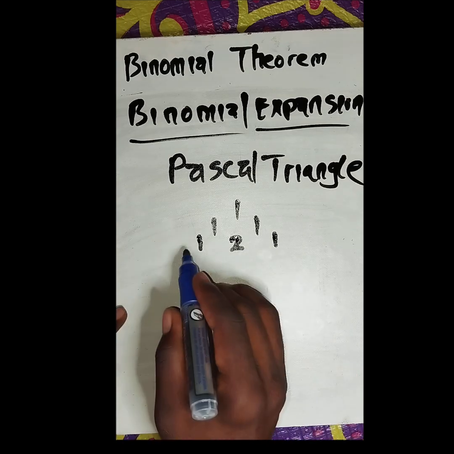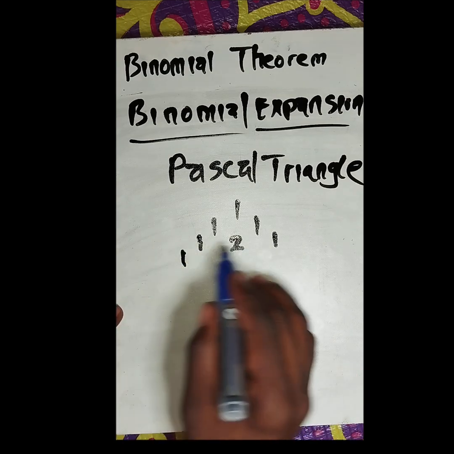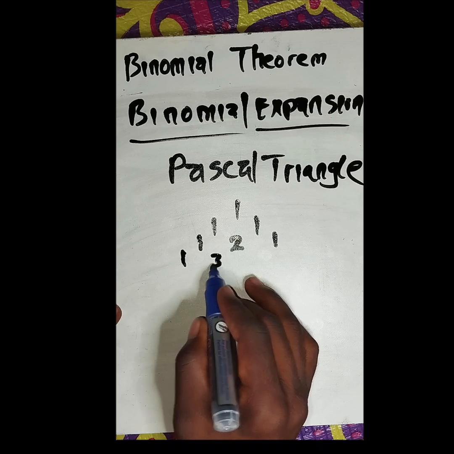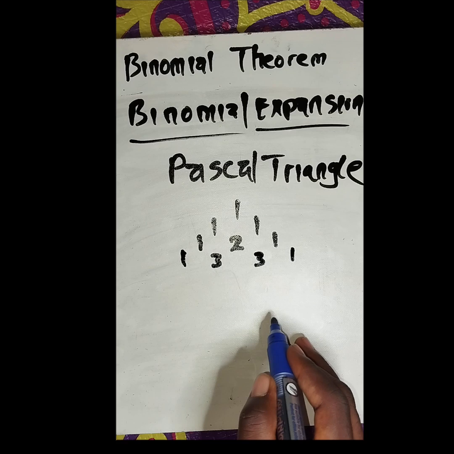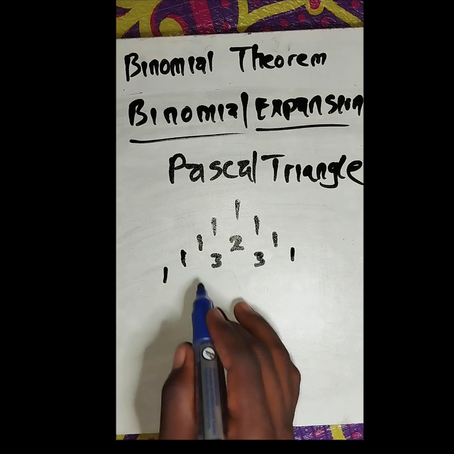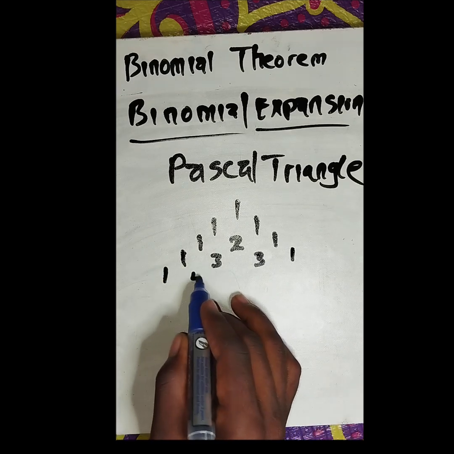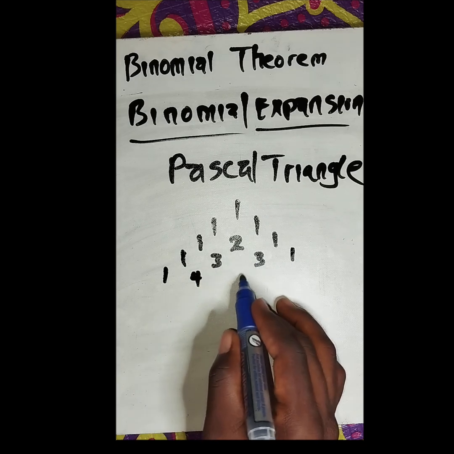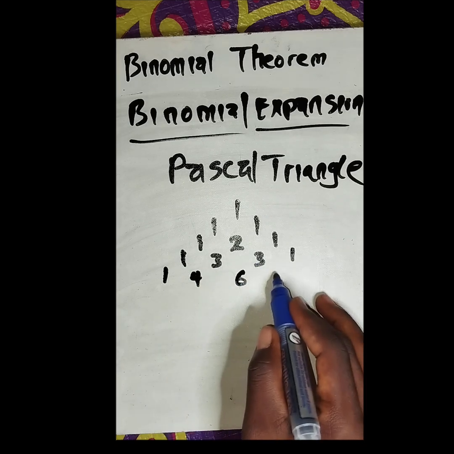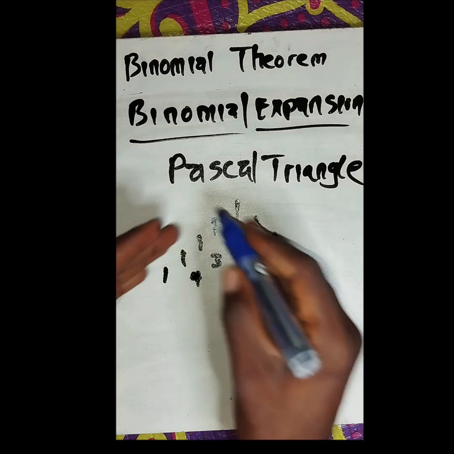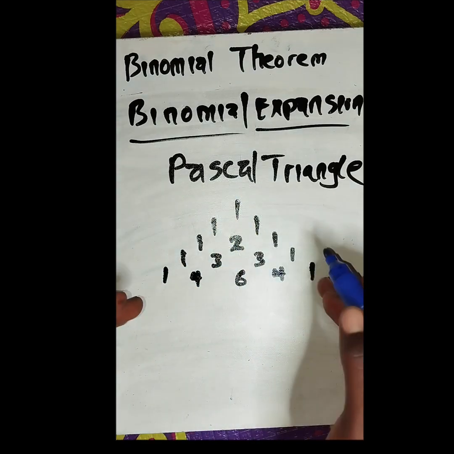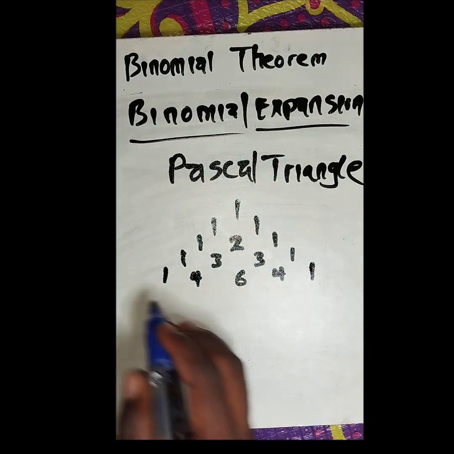I'm not done. You go again. 1 plus 2 here gives 3. 2 plus 1 here gives 3. And end it with 1 again. Let's go again. 1 plus 3 here gives 4. 3 plus 3 gives 6. 3 plus 1 gives 4. And 1 again. Can you see the shape? It is taking the shape of what? A triangle. And that's why we call it Pascal triangle.